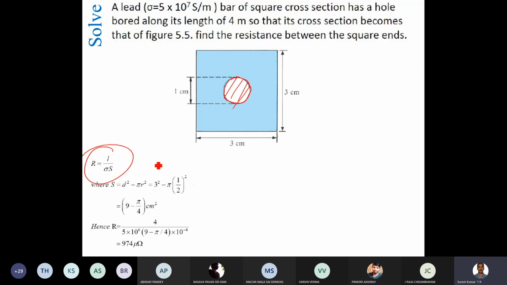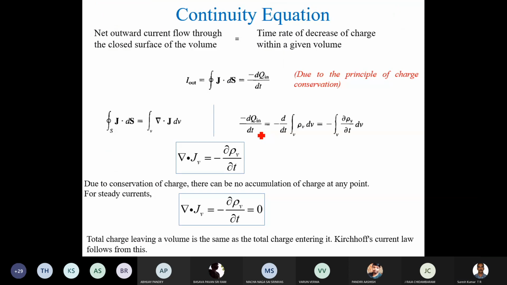So our resistance is R equal to rho L by A. Here, mostly instead of resistivity, conductivity will be given. So you need to take these formulas: L over conductivity times area. So first you calculate for the entire area, then you need to subtract this area. Then next topic is continuity equation for current.